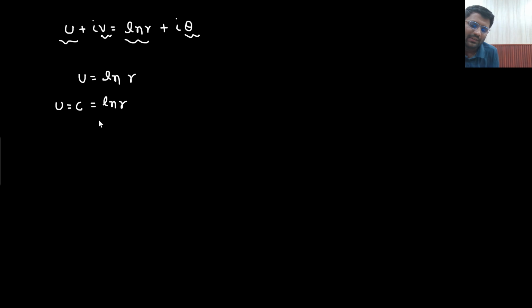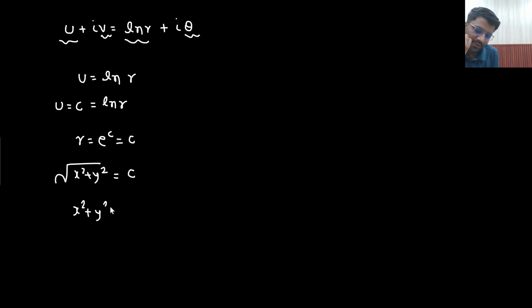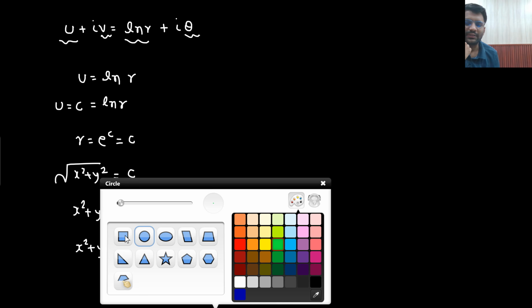So what you can see? C equals ln r, that means r will be equal to e to the power c, which is also a constant only. So r equals constant. What is r? R is nothing but under root x square plus y square. That will be equal to constant. What does that mean? That means x square plus y square equals constant square, which will also be another constant. So what is this? This is your circle only.